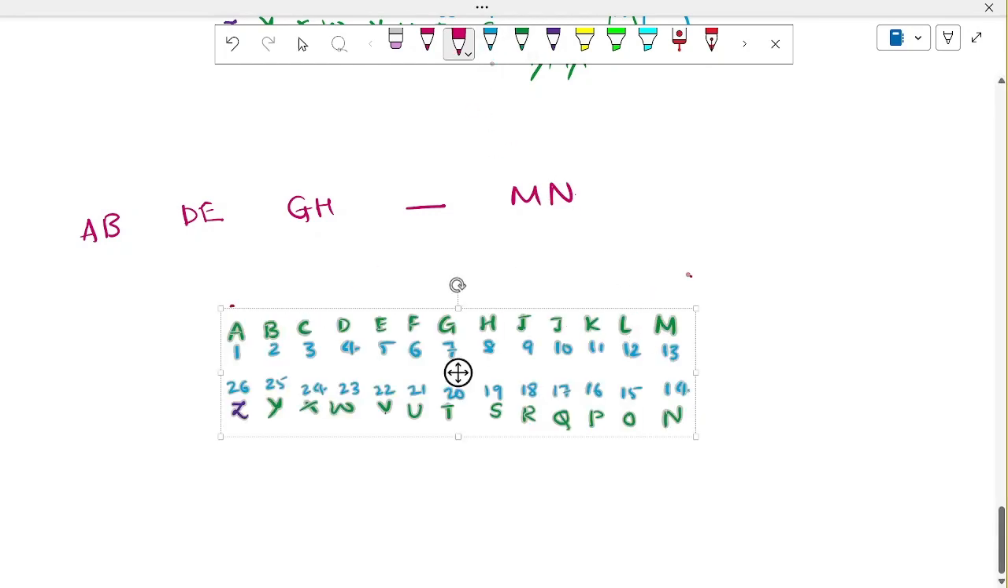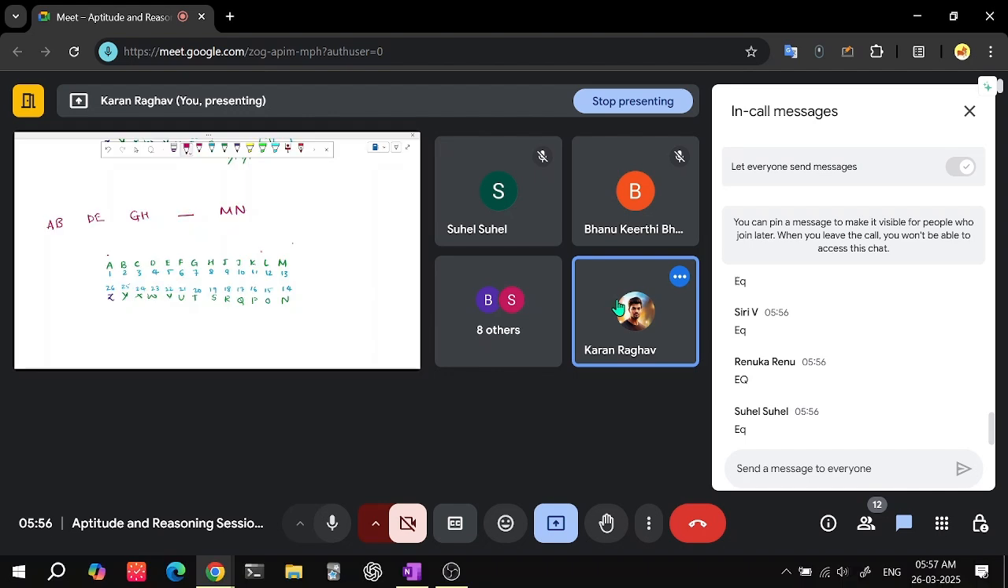A, B, D, E, G, H, dash, M, N. Just see what may be the answer of this question. Okay, I got J, K, K, L. Then which one is correct? I got J, K answers. We'll see how it is J, K now.